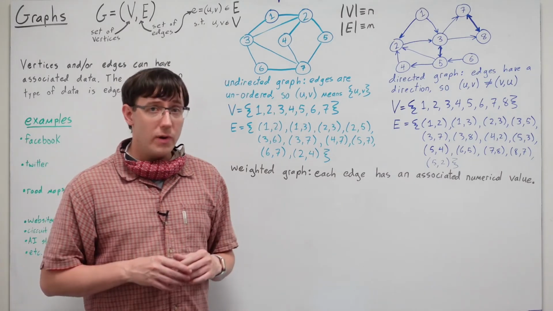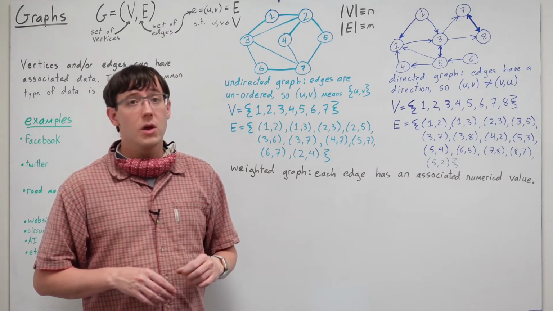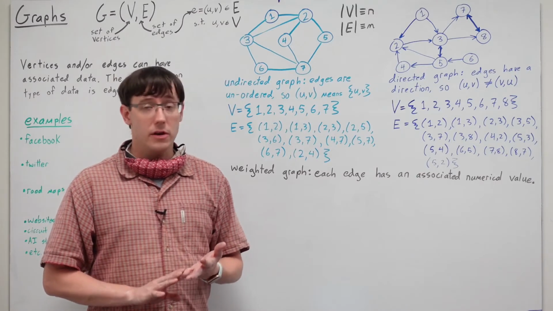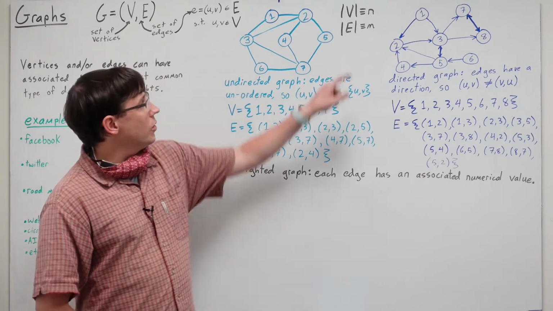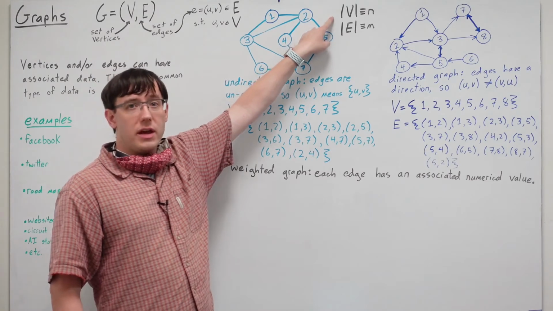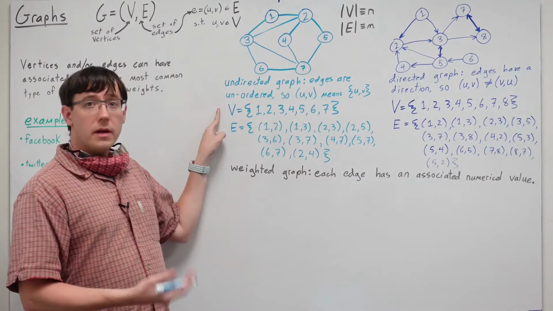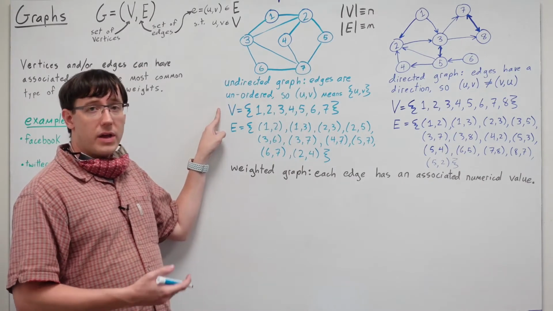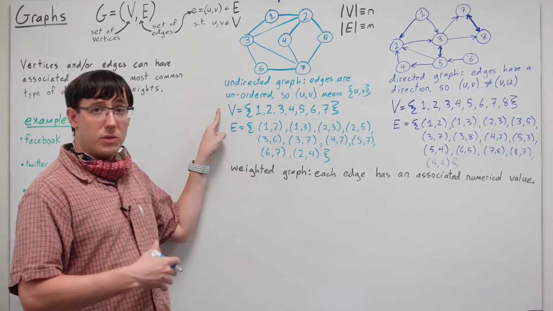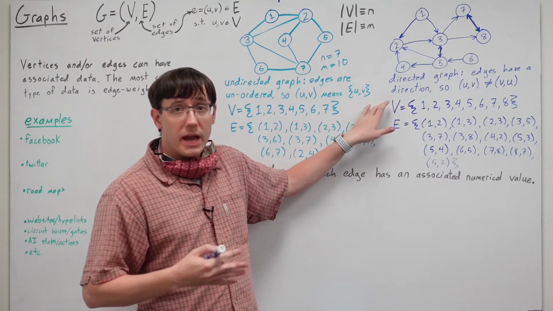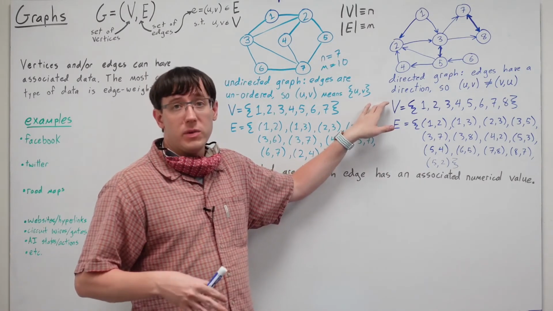When we analyze the running time of our graph algorithms, we'll think in terms of both the number of vertices and the number of edges, and so we'll define the size of the vertex set to be n and the size of the edge set to be m. And so in this case, we have n equals 7 and m equals 10, while in this case we have n equals 8 and m equals 13.